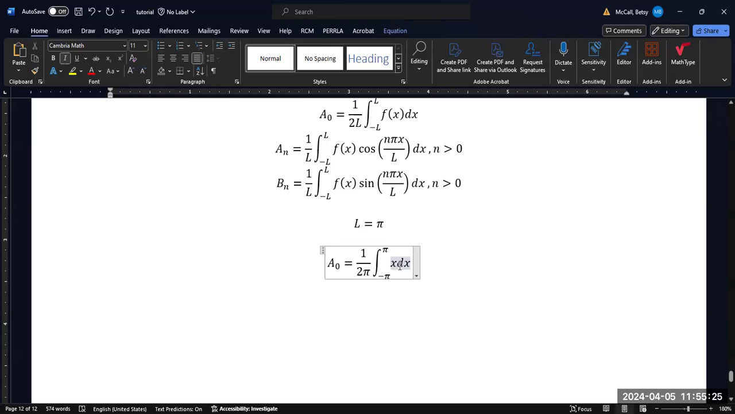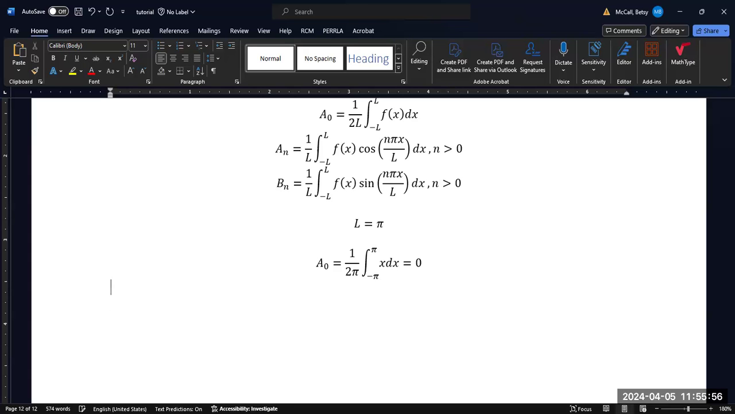Now, if we go ahead and calculate this, keep in mind that, again, we're going to try to use symmetry in order to simplify the math. Because this is an odd function, integrated from negative a to a it is 0, and therefore a sub 0 is 0. So again, we don't want to actually do the integration if we don't have to. If there are properties that we can apply, then we want to apply them.